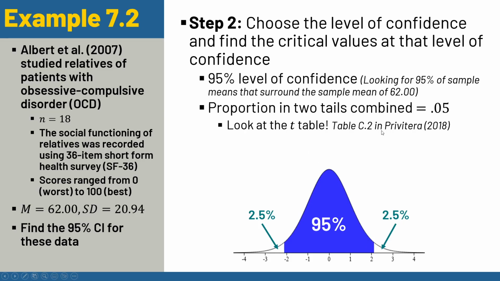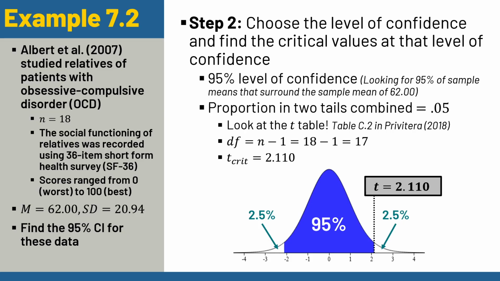And so if we look at our t table, table C.2 in your textbook, the proportion in the two tails combined is 0.05. In other words, 2.5% over here, 2.5% over here. That means there's 5% total area outside of this interval. So we look at 0.05. That's a proportion of two tails combined. And what's our degrees of freedom? We'll need that for the table. It's going to be n minus 1, or it's going to be 17. And so if you look that up in the table, you'll find a critical value of t of 2.110. Right, so that's what it looks like in a t distribution.